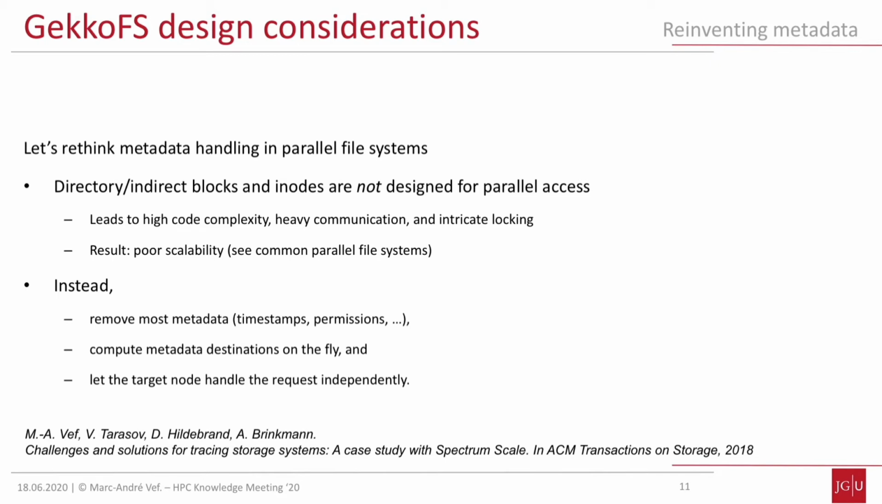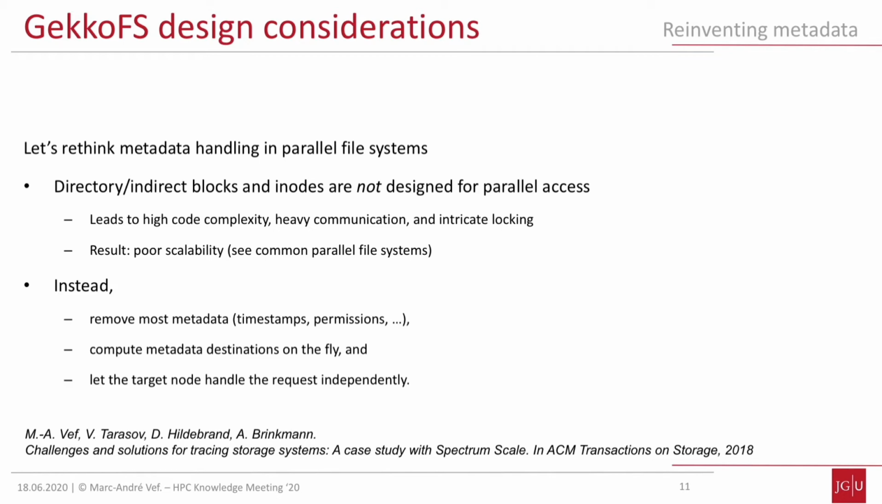And it's quite apparent that, for example, directory blocks or indirect blocks in inode, they are not designed for parallel access because they were initially introduced when there were only local file systems, and providing strong consistency on these data structures leads to a lot of heavy communication between nodes, intricate locking mechanisms, and after all, high code complexity. And then what we can see in the common parallel file system is poor scalability if, for example, a lot of metadata operations are happening at the same time in a single directory.